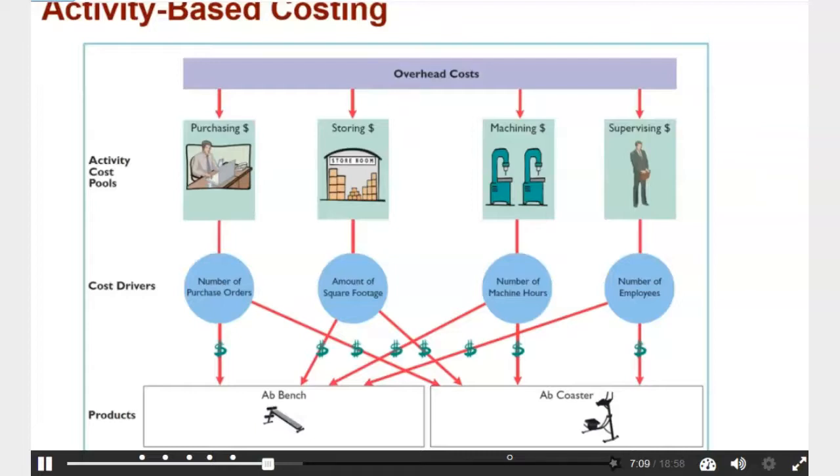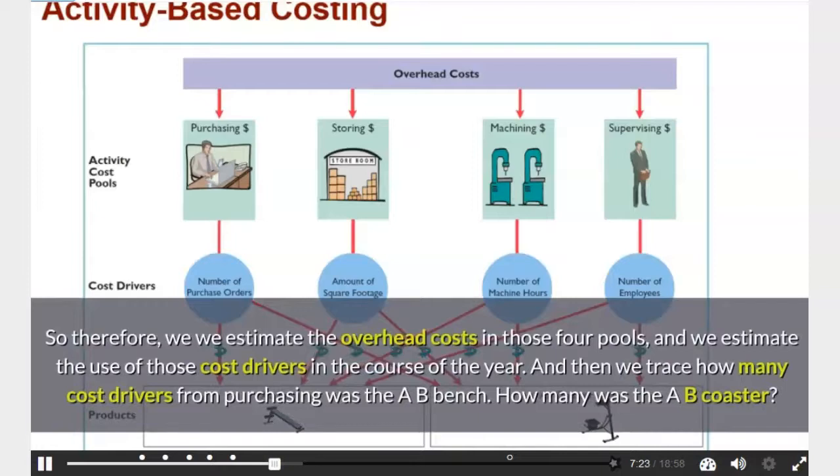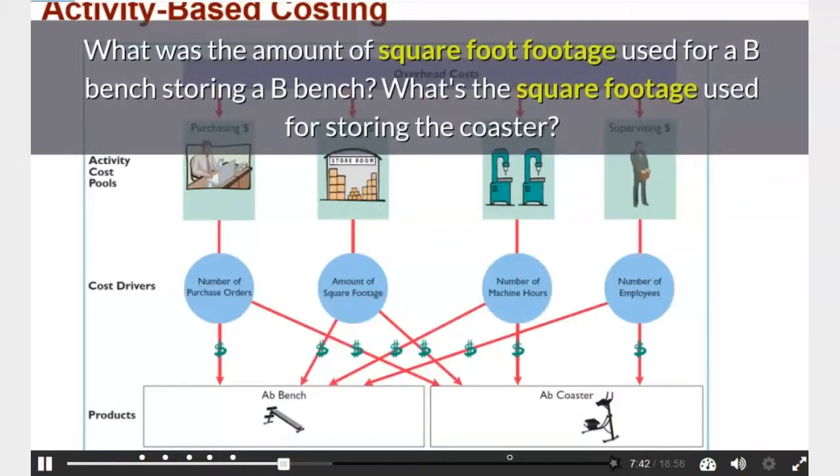In storage, what drives the cost of storage? Well, that's the amount of square footage. What drives machining? That is the number of machine hours. Supervision, number of people employed. So therefore, we estimate the overhead costs in those 4 pools, and we estimate the use of those cost drivers in the course of the year, and then we trace how many cost drivers from purchasing was the AB bench, how many was the AB coaster, what was the amount of square footage used for storing AB bench. What's the square footage used for storing the coaster?